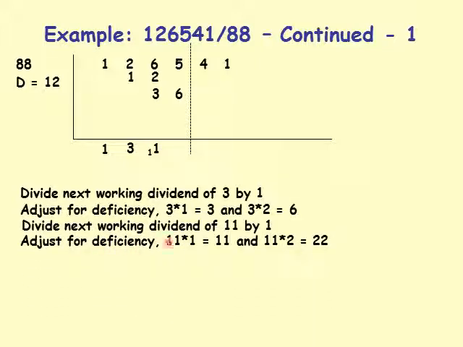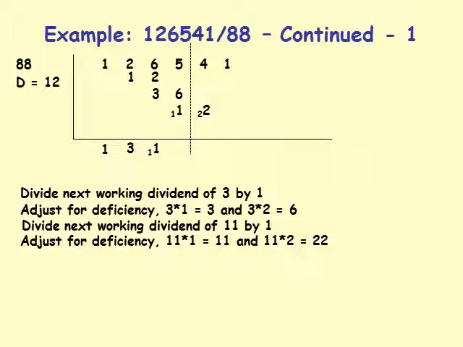Adjustment for deficiency is 11 times 1 is 11, and 11 times 2 is 22. Okay, so we will have these adjustments here in the next dividend digits. In this position of the dividend, the adjustment due to deficiency is 11, and the next one is 22. This is the adjustment due to deficiency.